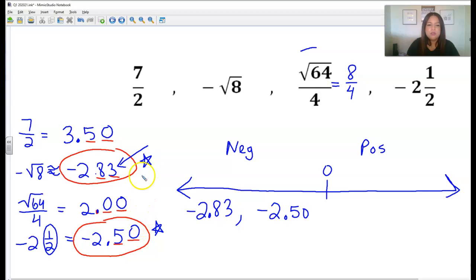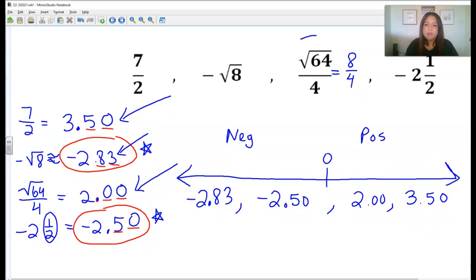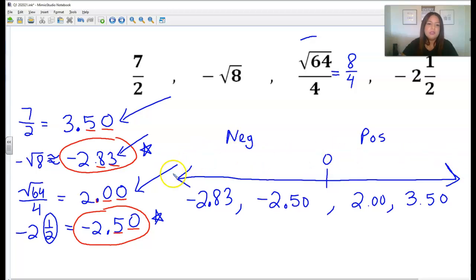Now let's go on to the positive numbers. So I have a positive 3.50 and a positive 2.00. Closest to 0 should be this one right here. So next I'm going to put a 2.00, and then I'm only left with positive 3.50. Okay, so now I have them, and my question had told me to order these from least to greatest.